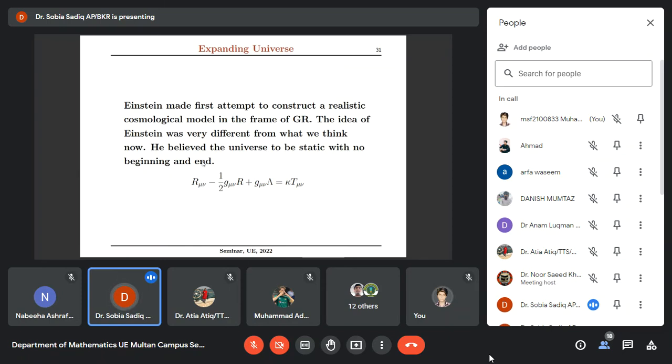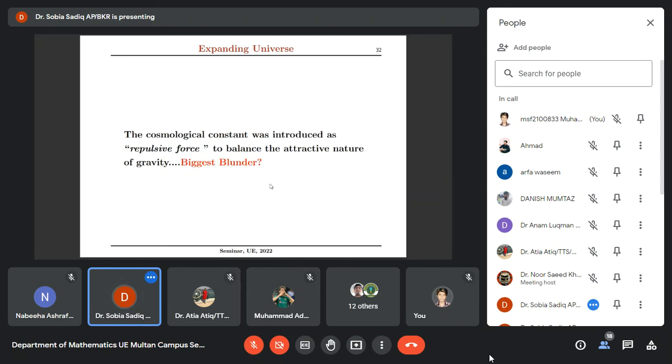So to study the universe, Einstein made the first attempt and constructed realistic cosmological models in the framework of the general theory of relativity. Einstein believed that our universe is static, that is, it has no beginning and end, so he added the term g mu nu lambda to the Einstein field equations, and this lambda is known as the cosmological constant. He added this term to introduce repulsive effects so that it can counterbalance gravity and the universe should remain static.